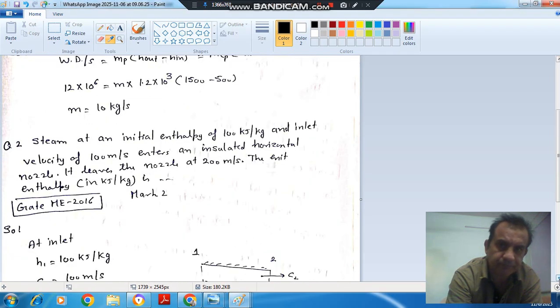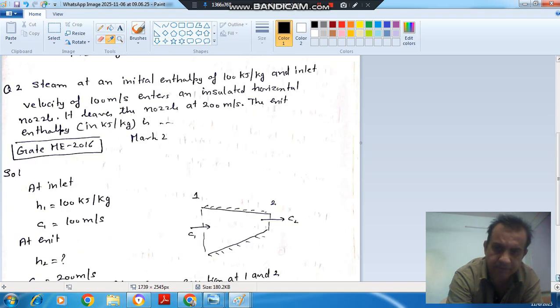Next question, question number 2. Steam at an initial enthalpy of 100 kilojoule per kilogram and inlet velocity of 100 meter per second enters an insulated horizontal nozzle. It leaves the nozzle at 200 meter per second. The exit enthalpy in kilojoule is dash. So this is your nozzle.